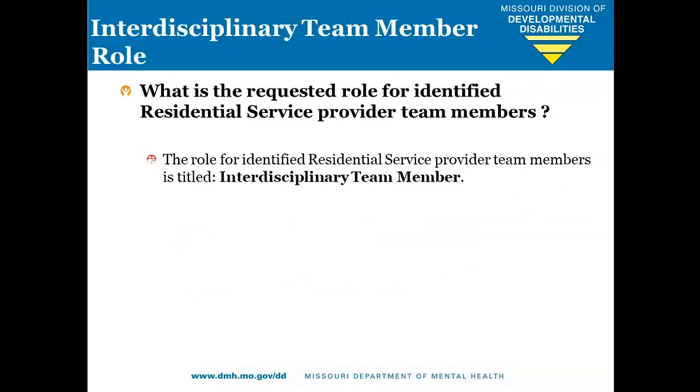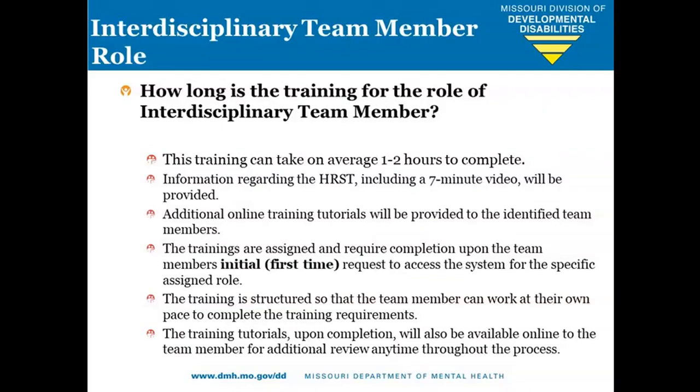What is the requested role for identified residential service provider team members? The role for identified residential service provider team member is titled Interdisciplinary Team Member. How long is the training for the role of interdisciplinary team member?